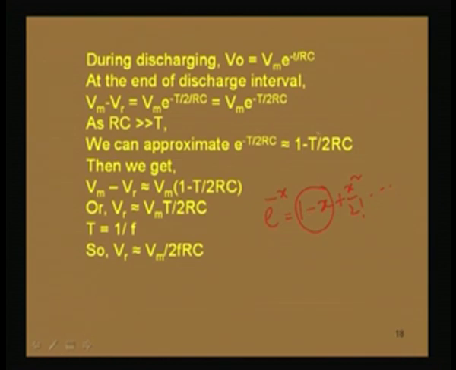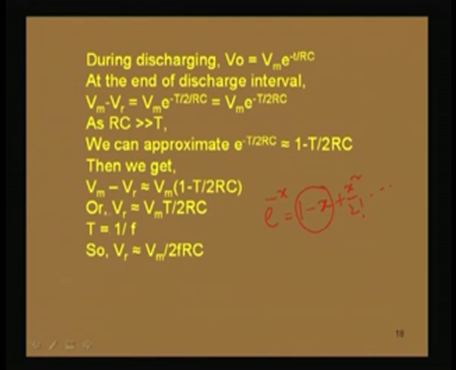So, it will be approximately possible to write this e to the power minus t by 2RC equal to 1 minus t by 2RC. So, now putting down this value here, we get Vm minus Vr equal to Vm into 1 minus t by 2RC, we have approximated for this exponential term. Then we get Vr equal to Vm t by 2RC, Vm cancel. So, this term will be remaining, and we know the time period is equal to 1 by frequency.